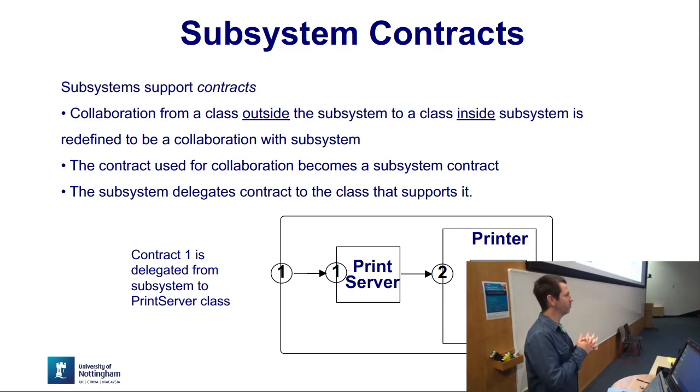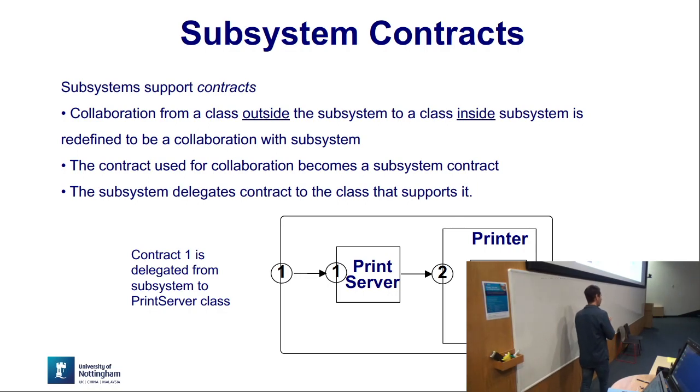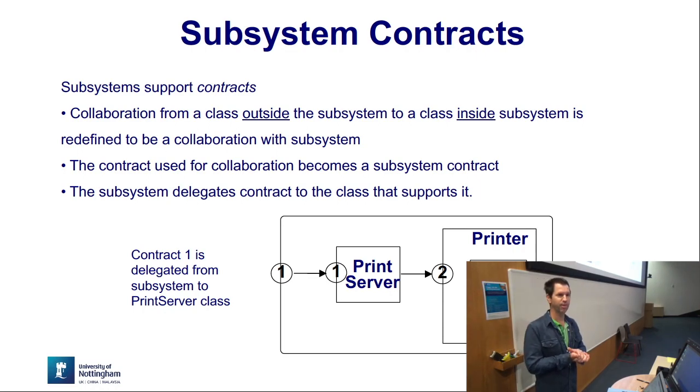Can anybody think of a good advantage to doing this? If we are collaborating or communicating with a subsystem rather than directly with a class inside, can anybody think of why that might be advantageous? Or why that might be good? Or why that might lead to more maintainable software?